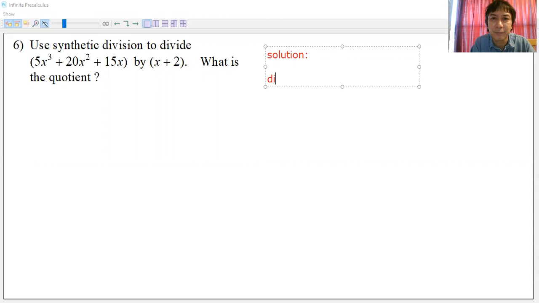We write the dividend. And here's our dividend: 5x cubed, 20x squared plus 15x. And let's write the exponents. This is 3. This is 2. And of course, this is first degree. All right, so now use synthetic division.